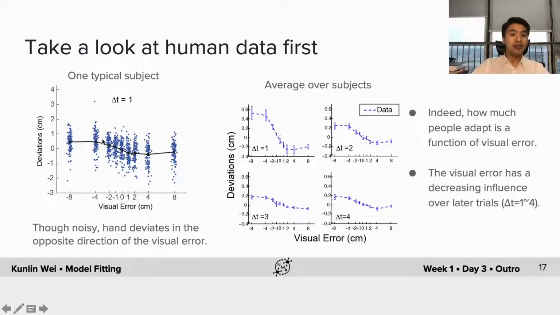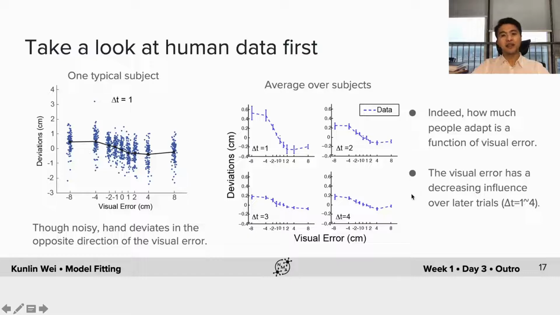But if you take a look at the average data, which is indicated by the black line, you see kind of a sigmoid shape, that nonlinear learning curve. On the right-hand side, I show you average data from all the subjects. And indeed, the hand deviation in the very next trial follows a nonlinear learning curve. It's a sigmoid-like, right? Then there are 2 messages you can get from this figure. First, people indeed correct for their errors, and their correction size, their hand deviation, is a function of visual error size. It follows this kind of a stereotypical shape.